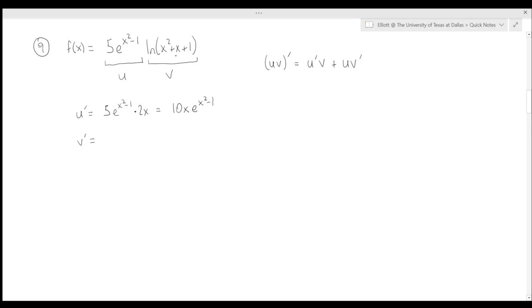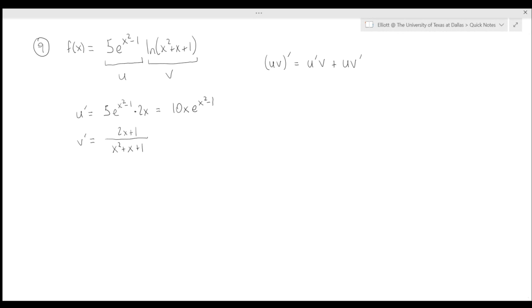And then for the derivative of natural log, remember, the inside goes to the denominator, and then you want the derivative of the inside in the numerator. So here, the derivative would be 2x plus 1. Right, so that gets us v prime.